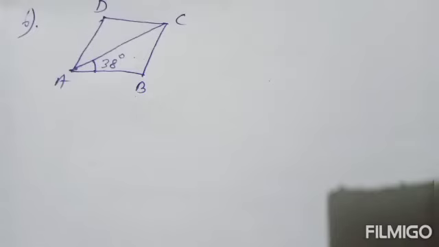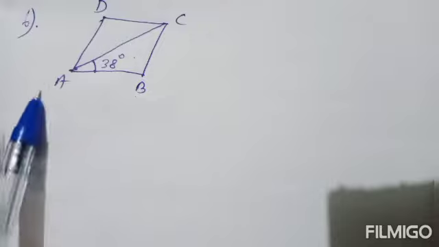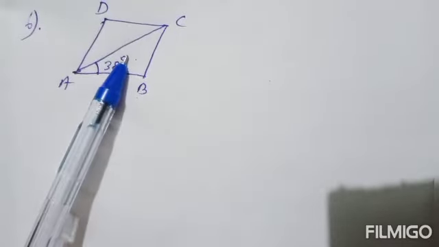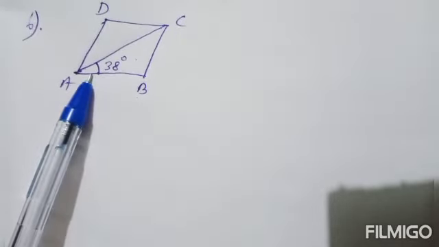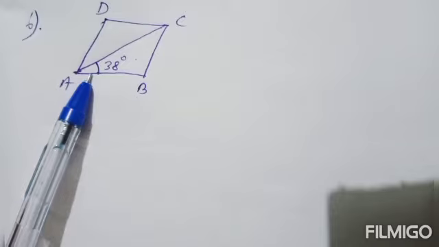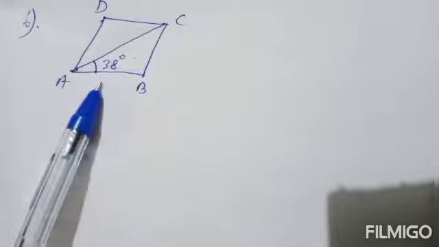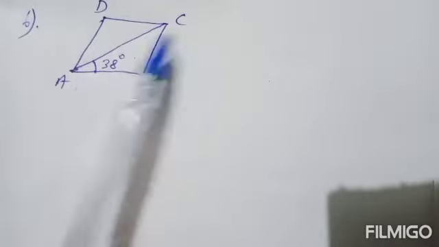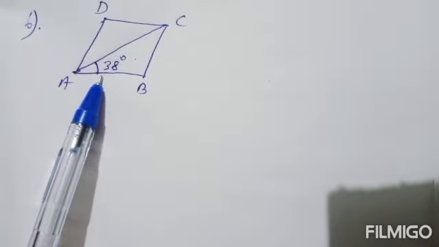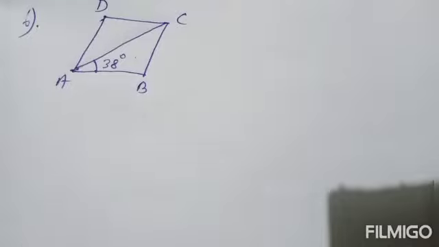So we have been discussing chapter 17, special types of quadrilaterals, in that exercise 17. Next question, sixth one: ABCD is a rhombus. If angle BAC equals 38 degrees, find angle ACB, angle DAC, angle ADC. So here a rhombus ABCD is given. In that, angle BAC is 38 degrees. First, you have to find angle ACB.